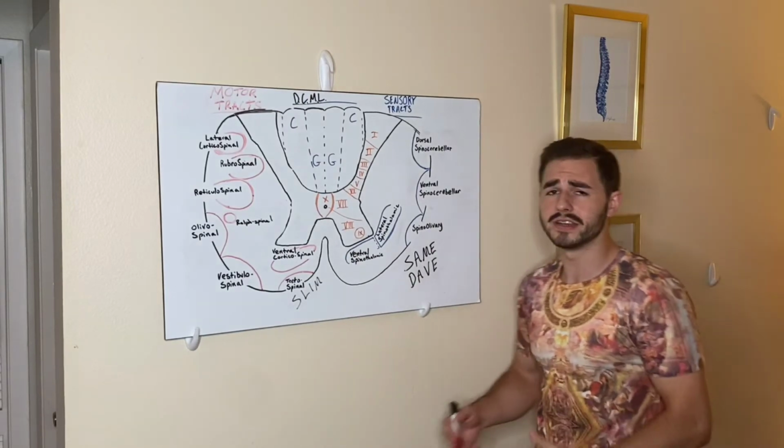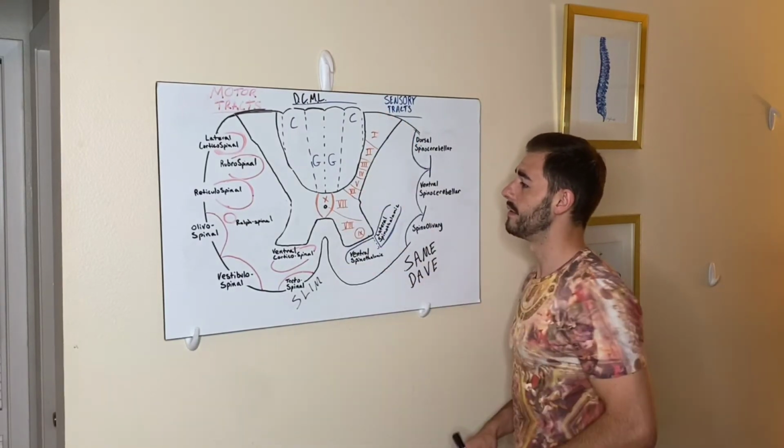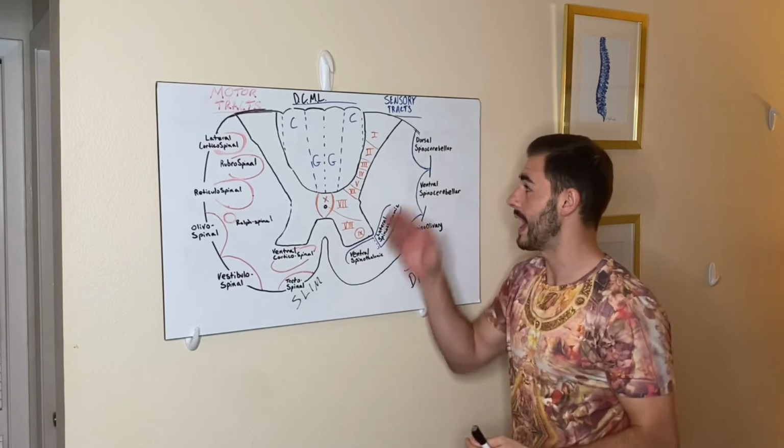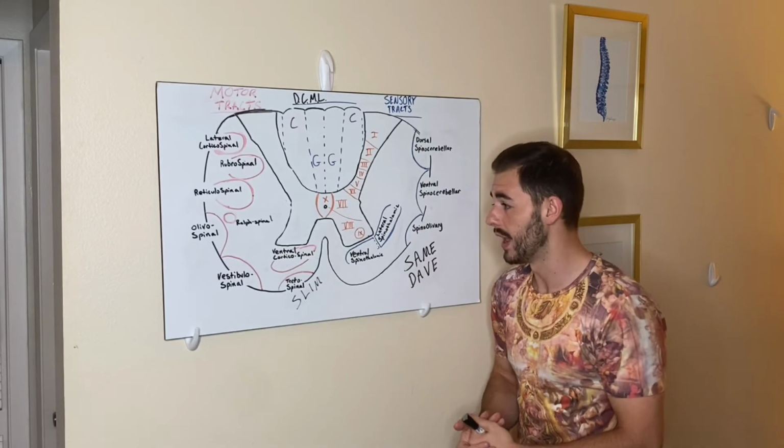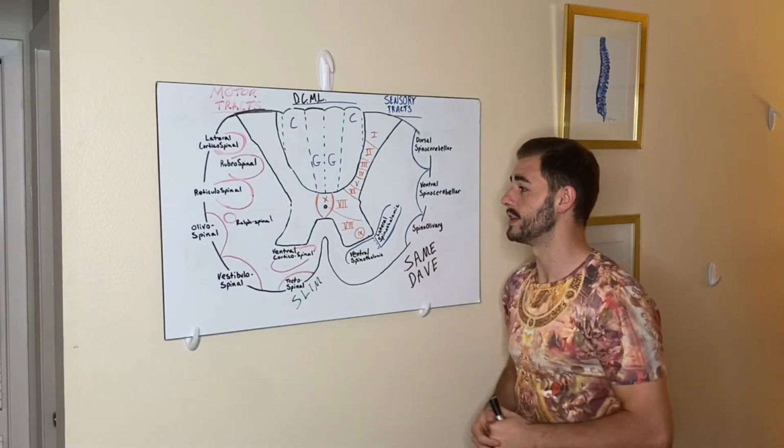The last thing we didn't cover is the laminas. And remember, the gray matter holds the nuclei, and each lamina has an important or distinct feature or function. I will get into that in just a second.